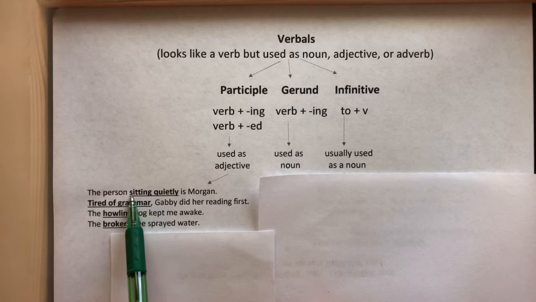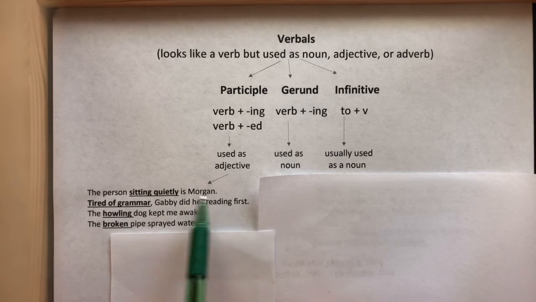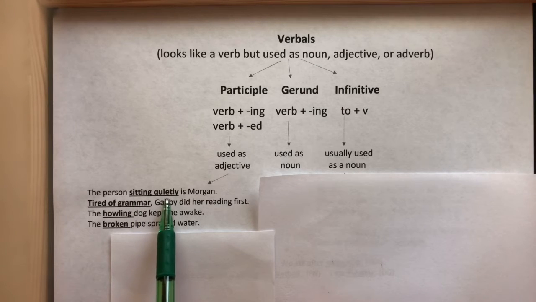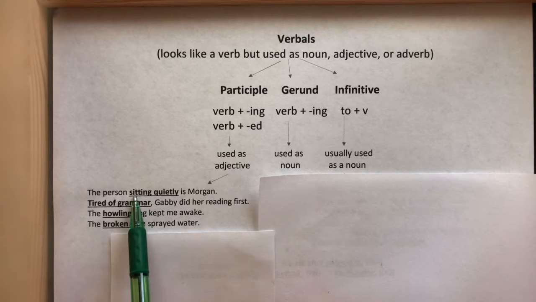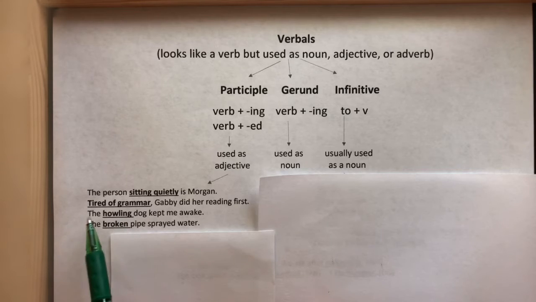And if it only had the one word, if it just said the person sitting is Morgan, it would have been just a participle, but it says sitting quietly. It has modifiers or objects after it. And so that's going to be called a participial phrase. So don't be alarmed by these words. You can figure it out.